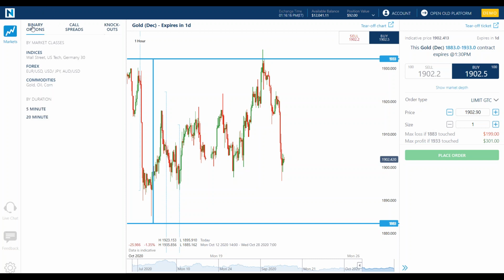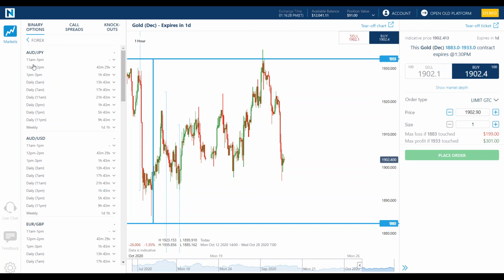I'm going to go up here to binary options, and these are different, right? Since I did gold, let's go ahead and look at a foreign exchange pair. Let's look at one that moves with gold, the Australian US dollar. It's a proxy for gold because Australia's economy is very much tied to gold mining.